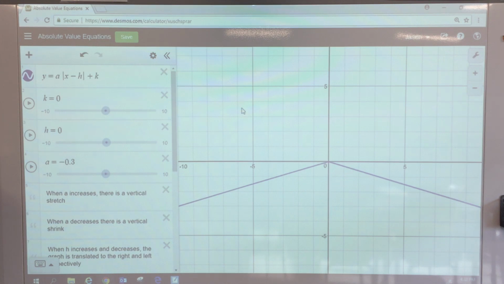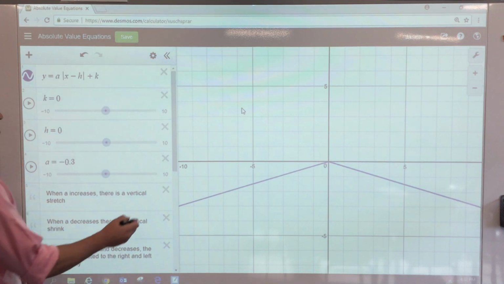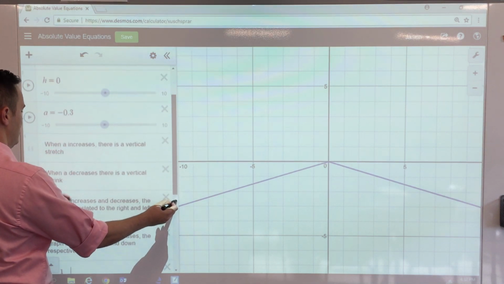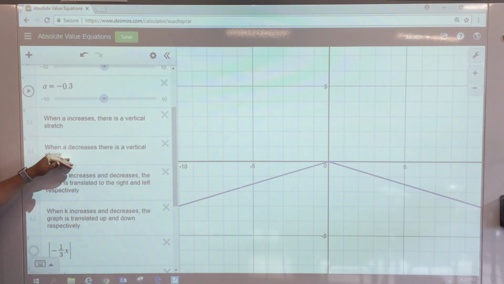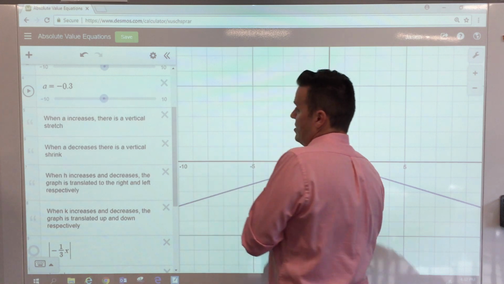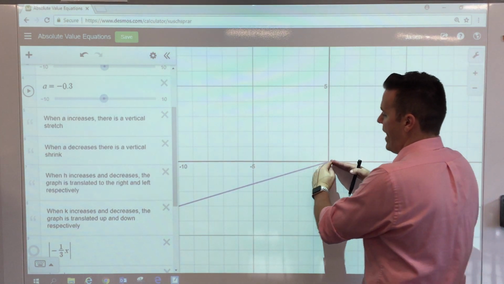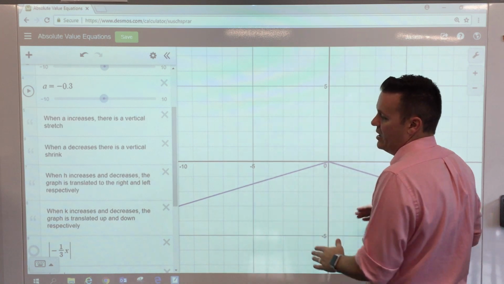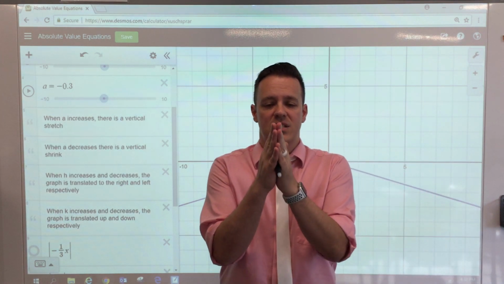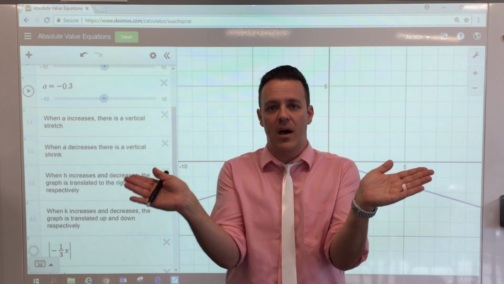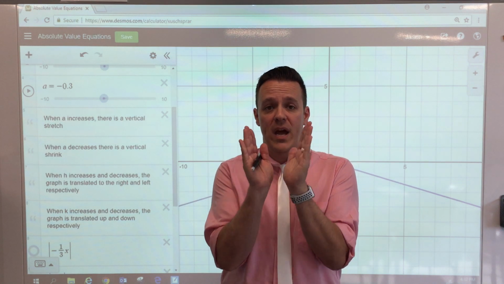If you guys look at the bottom of this little particular, it says when A increases, there's what's called a vertical stretch. And when A decreases, there's what's called a vertical shrink. So, in essence, ladies and gentlemen, when A decreases, it's called a vertical shrink. So does this value shrink vertically? Yes, it does.